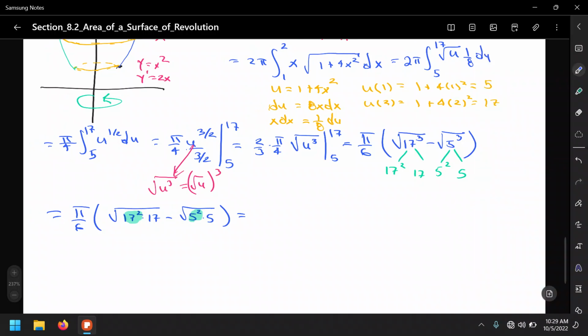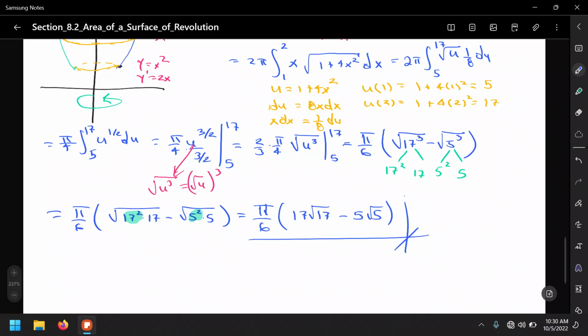And well, the square root of 17 squared is simply 17. So 17 root of 17 minus 5 root of 5, and that's the final answer. The reason why I'm going through all these details is because WebAssign is going to ask you for final answers looking like this. I don't think WebAssign is accepting radicals without being simplified, or rational exponents.